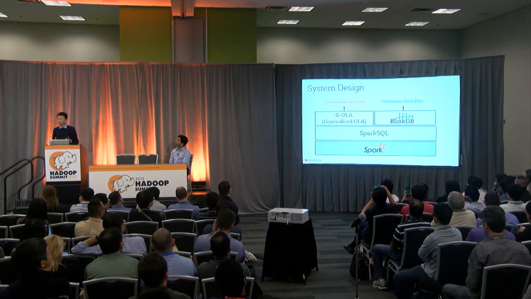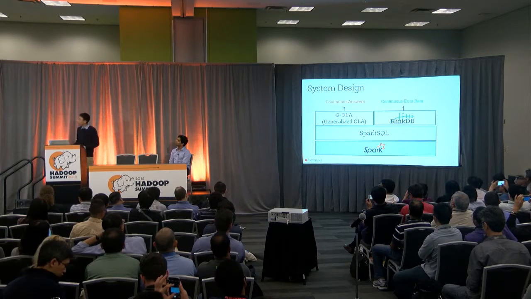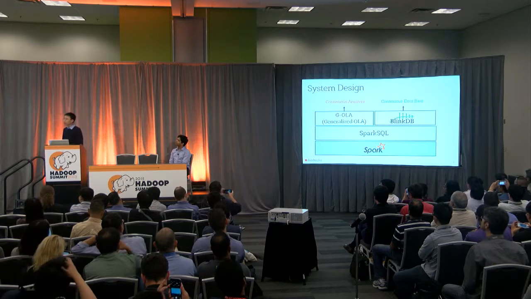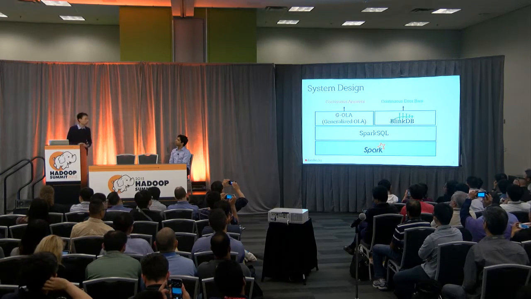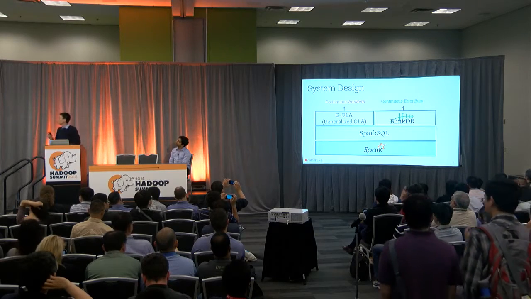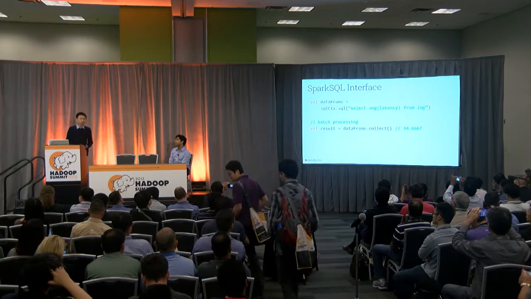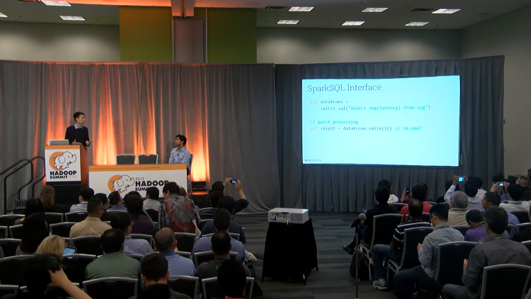This GOLA library will give you continuous partial answers, and this BlinkDB library will give you continuous error bars. In combination, they will provide an online aggregation kind of interface on top of SparkSQL. And next, I will show you how we expose this online aggregation interface in SparkSQL.